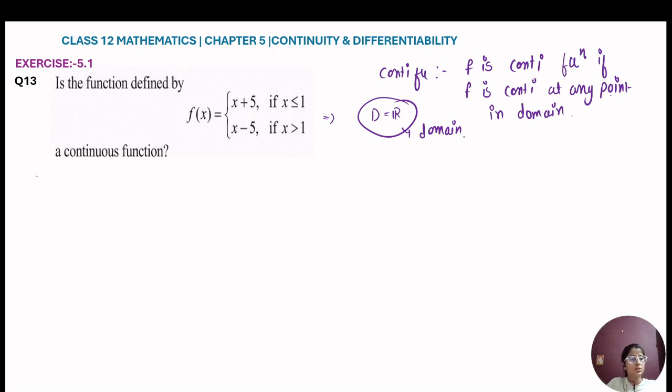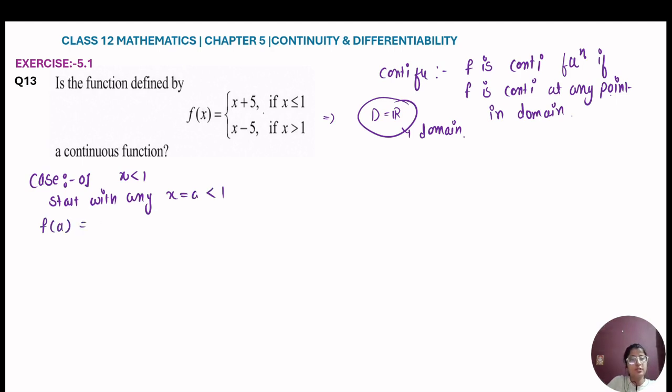But let's do it theoretically and properly for each and every point. So first we have case 1. What is case 1? Whenever x is less than 1. So start with any x equals a less than 1. First find its function value.